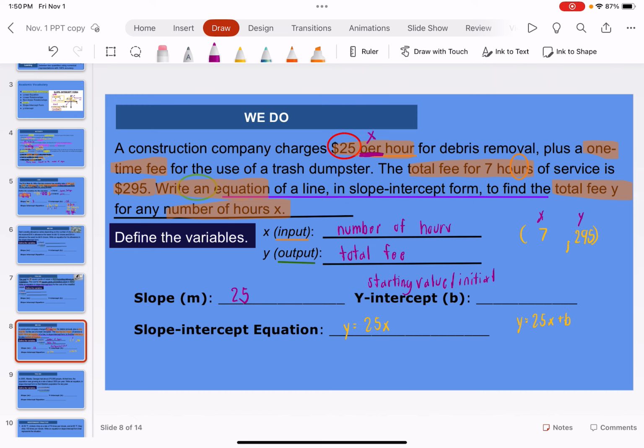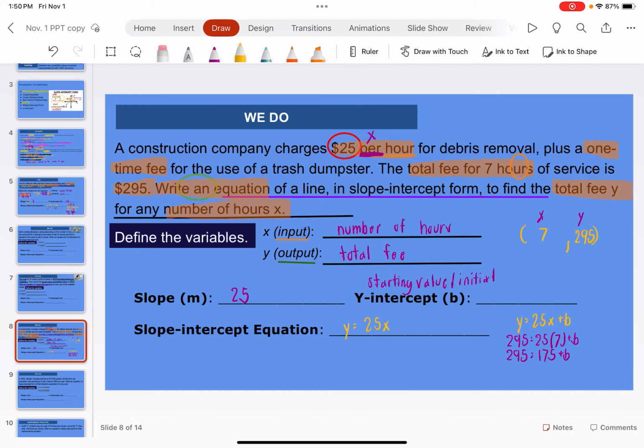So of course, all we're going to do is plug in this point, plug in the numbers into this equation. So our y is 295 is equal to 25 times our x is 7 plus b. Okay, so from here we have 295 is equal to, so we're going to do the 25 times 7, and that is 175 plus b.